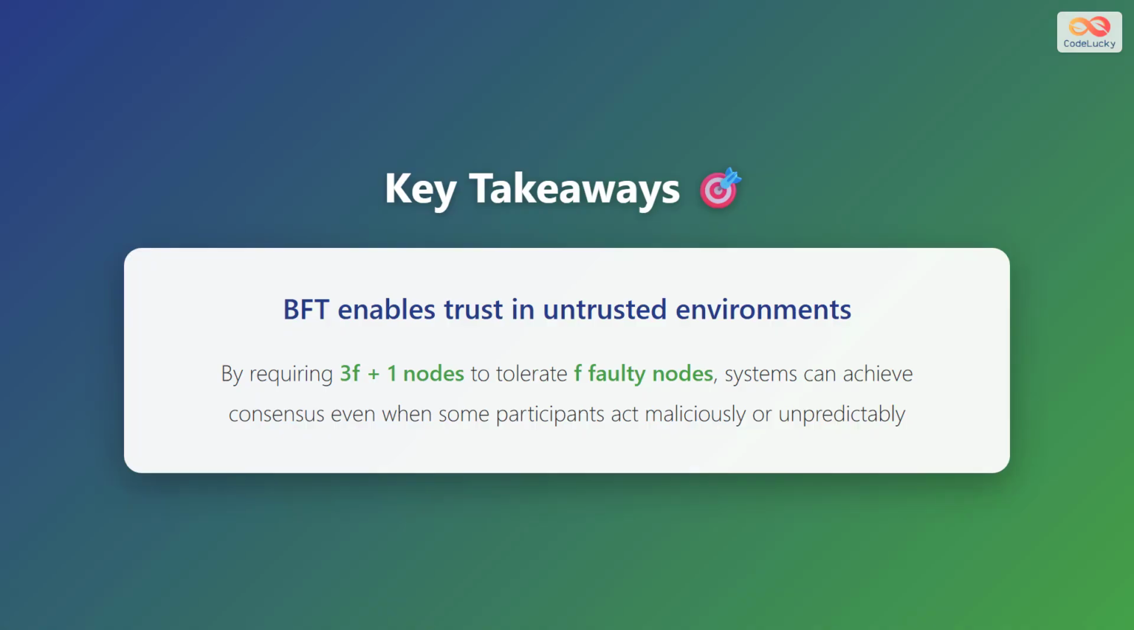BFT enables trust in untrusted environments by providing a mathematical guarantee of correctness. By requiring 3f + 1 nodes to tolerate f faulty nodes, systems can achieve consensus even when some participants act maliciously or unpredictably. This 2/3 supermajority requirement ensures that honest nodes can always outvote faulty ones. While BFT comes with overhead in terms of communication and computation, it provides the foundation for building secure, reliable distributed systems that can operate correctly in adversarial environments.